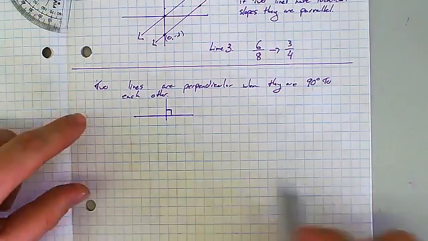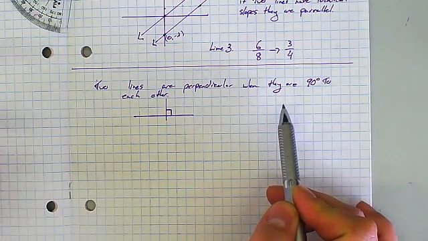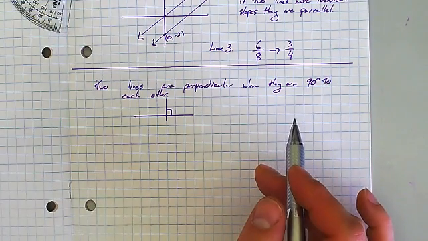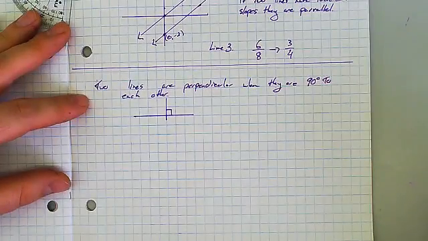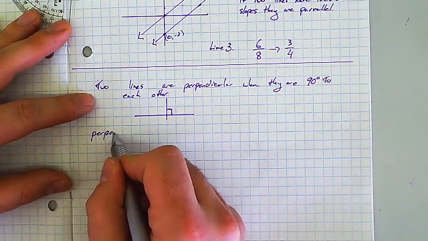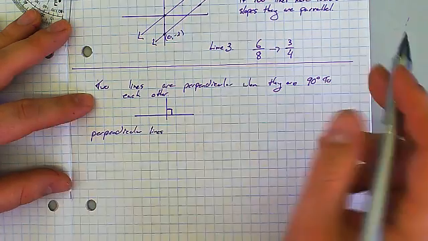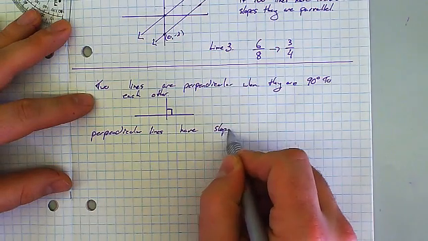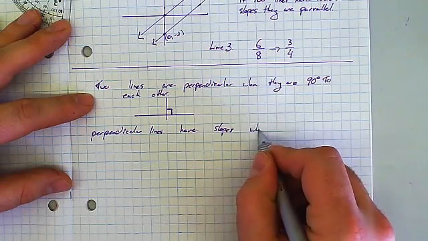So we'll start with the definition. Two lines are perpendicular when their slopes are 90 degrees to one another. We know they're 90 degrees to one another when one is the negative reciprocal of the other. So perpendicular lines have slopes where one is the negative reciprocal of the other.